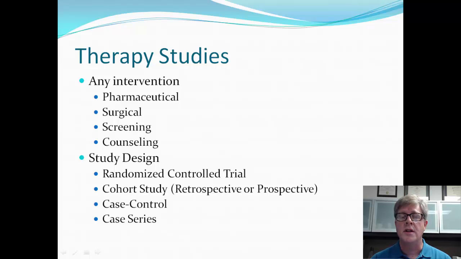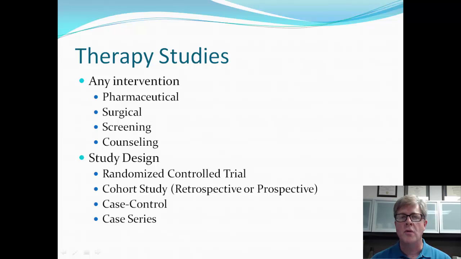But there are other study designs that you can use to see if an intervention works. You can use a cohort study, either a retrospective or prospective cohort study. These are observational studies. In other words, people are already taking the intervention for some other reason. You're comparing with a group that isn't taking an intervention. And you can do that both forwards and backwards, prospectively and retrospectively.